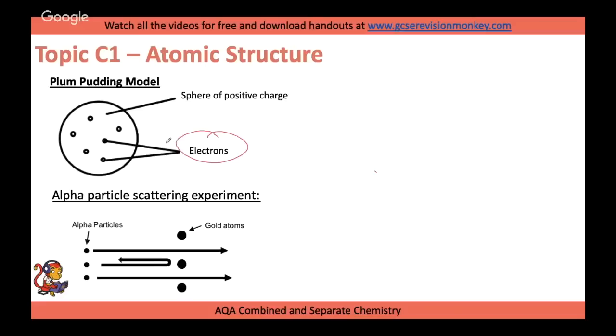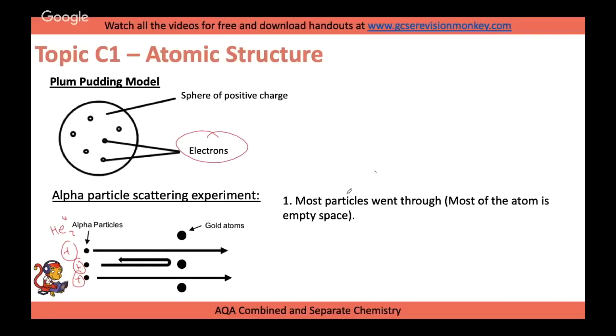We didn't necessarily think it was solid, but we knew it was a sphere of positive charge. Then we did the alpha particle scattering experiment, okay? Alpha particles are a helium nucleus, so they are positively charged. So these particles here are positively charged. They got fired at a really thin piece of gold atoms, and this is the main result that they got. Most particles went straight through, like shown, and this showed them that actually most of the atom was empty space.